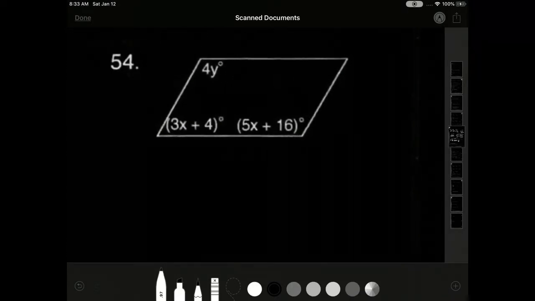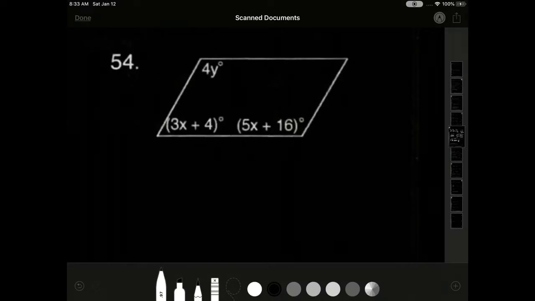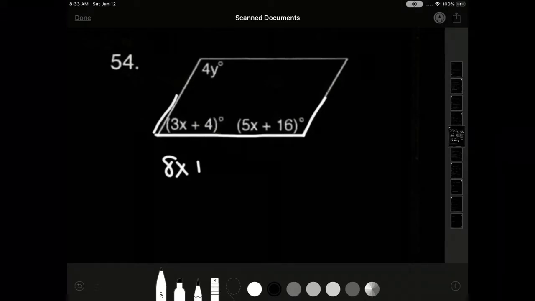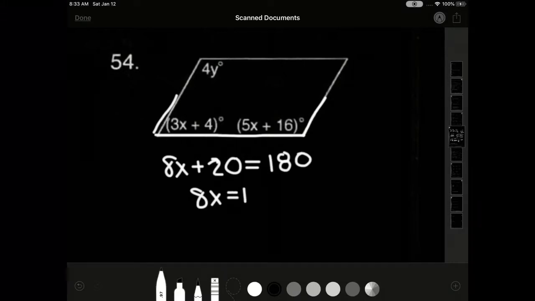For 54, again, opposite angles are congruent to each other, but we have an x and a y there. So we have to take care of our same side interior angles here. And we know those are supplementary, so they're going to add up to 180. So I'm going to add my 3x and my 5x and get 8x. And I'm going to add my 4 and my 16 and get 20. And that should equal 180. And then we subtract 20, so we get 8x equals 160. And then divide by 8, so x equals 20.